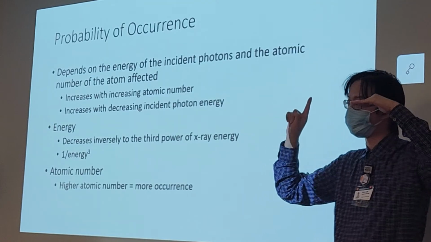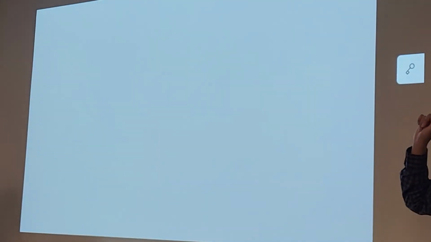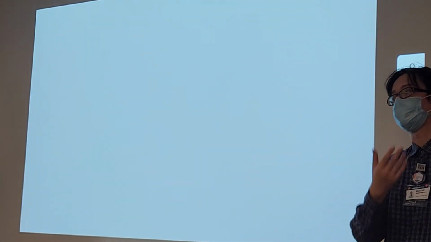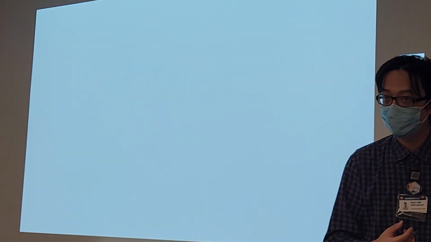So it doesn't matter if it's bone or fat or lung, scatter is not going to be changed based on the atomic number. It's still going to be the same. So you cannot see differences in scatter between bone versus fat versus air versus lung, right? You won't be able to see anatomic differences. So you cannot use scatter for contrast. You can only use absorption to create contrast.